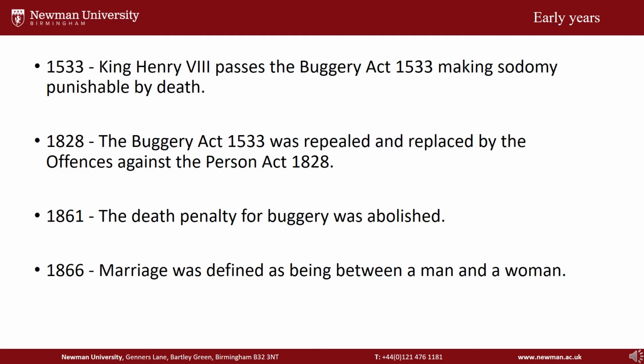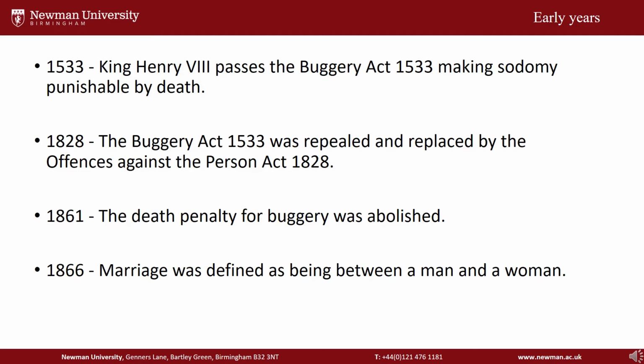Now, it took actually until 1861 for it not to be punishable by death. Ultimately, the Act was repealed and replaced by the Offences Against the Person Act in 1828. But as I've said, it still took many further years for the death penalty to actually be abolished. So we can see from this societal views, particularly of homosexuality at the time, feeling that it should be punishable by death, and it taking a significant amount of time for that to change.